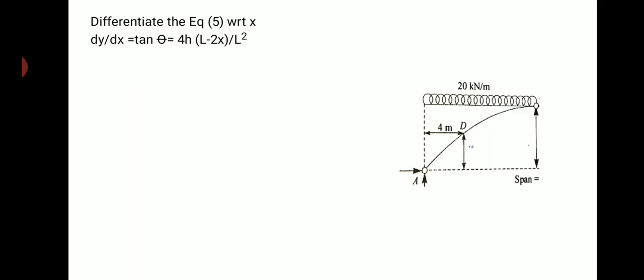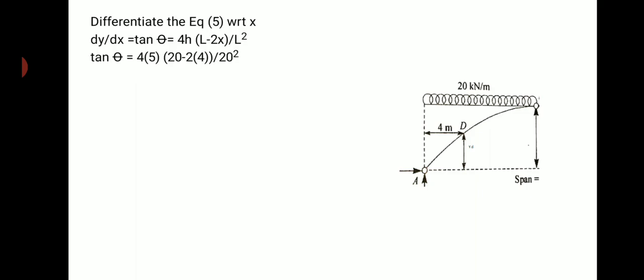But here in this question, it has not been mentioned any value of theta or phi. So for determining the value of theta, I am supposed to differentiate the value of y, so that I'll get the value of theta in terms of tan. Okay, so dy by dx is nothing but the slope of the arch, so that is equal to tan theta, that is equal to 4hx into L minus 2x divided by L square. If I just differentiate with respect to x, I will get the expression like this.